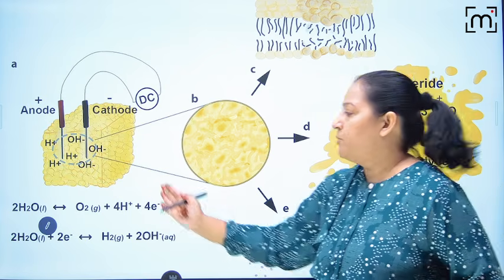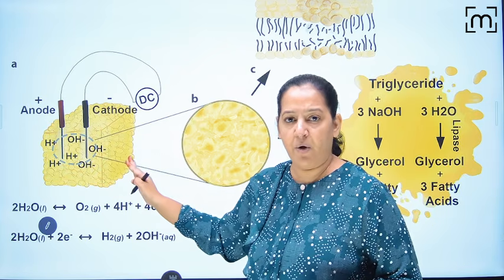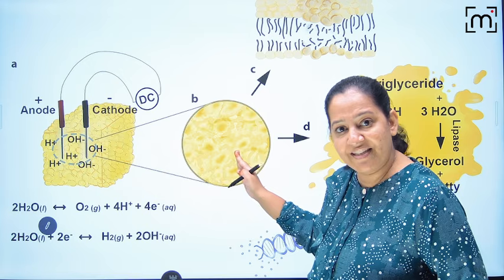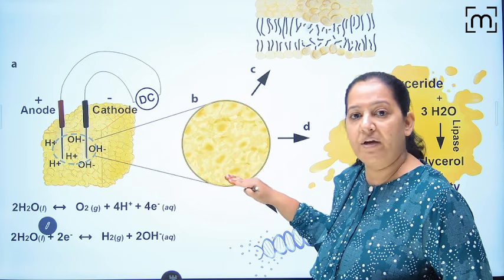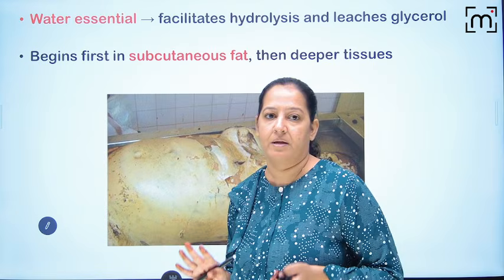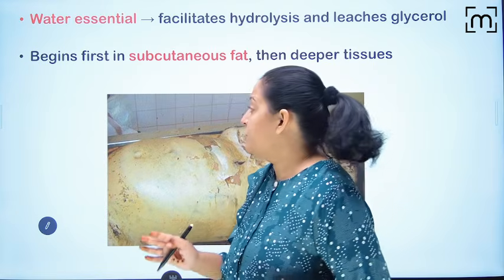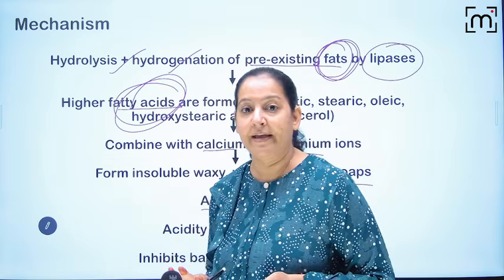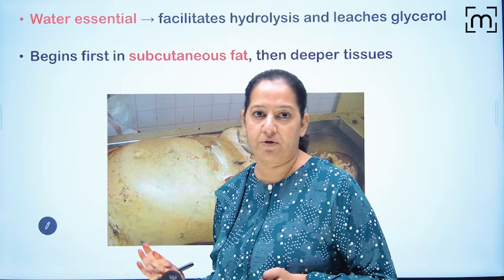So body fat, lipase is acting on it, converting it into fatty acid. Fatty acid combines with ammonia and calcium and forms a water resistant soap, saponification. Learned it? This is the mechanism. Mainly the definition and mechanism are asked. That's what you have to learn.